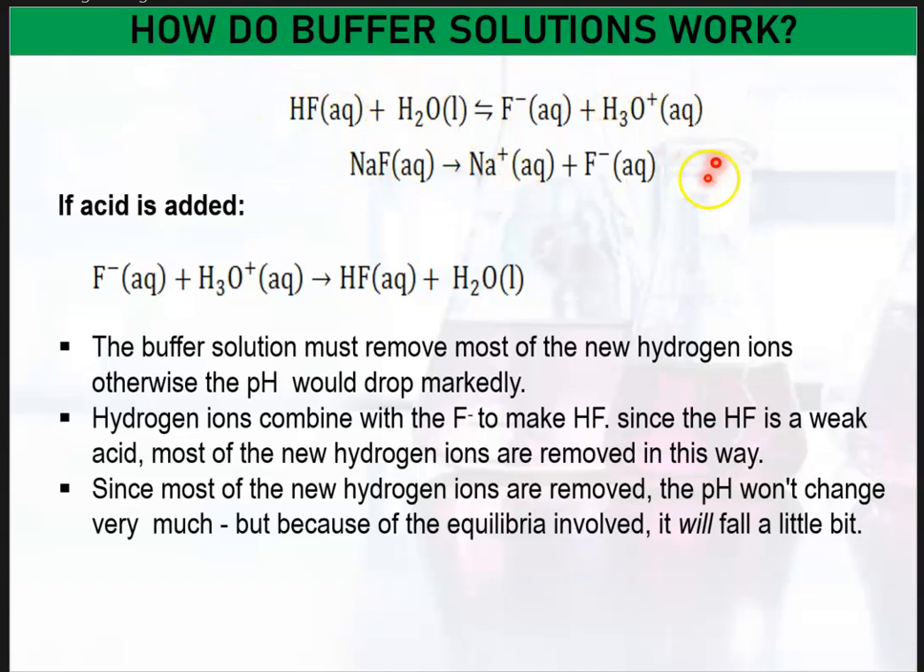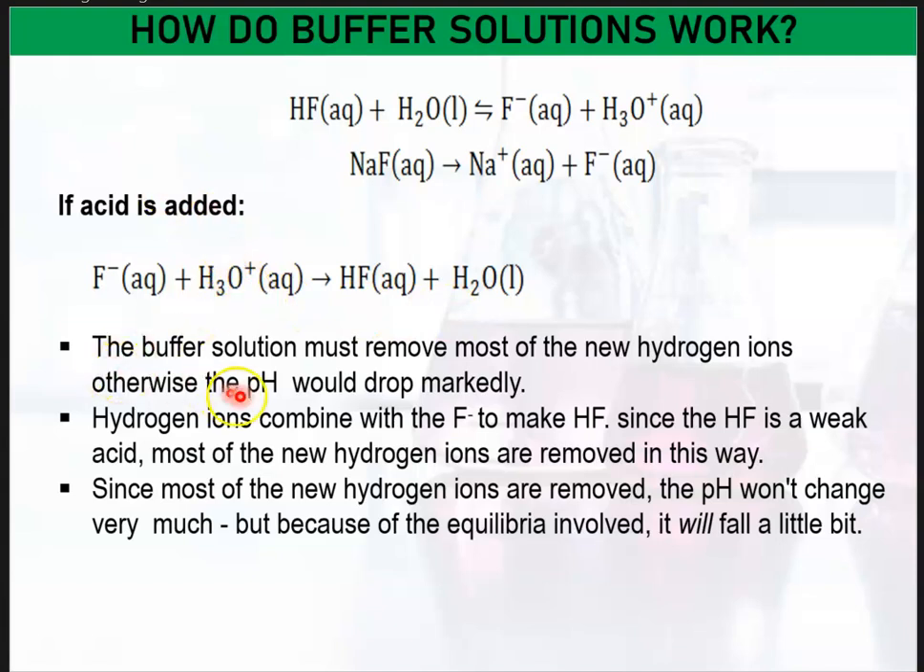This is an example of the hydrofluoric acid and the conjugate base. If we add acid, H+ or hydronium ion, it will react with the base. Then we get HF and water. So you see, there is no H+ ion or H3O+ ion free in this equation. There will be no substance that is responsible for decreasing the pH of the solution.